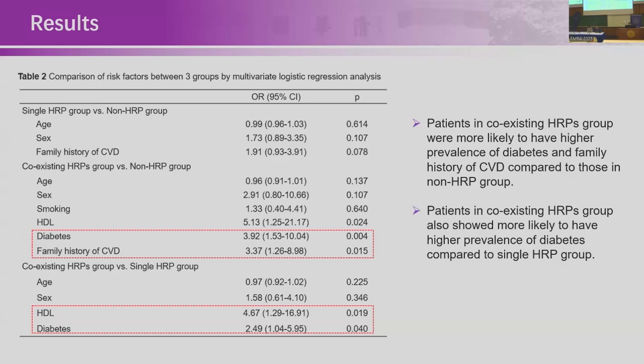After adjusting the confounding factors, we can find that patients in the coexisting HRPs group were more likely to have higher prevalence of diabetes and a family history of cardiovascular disease.